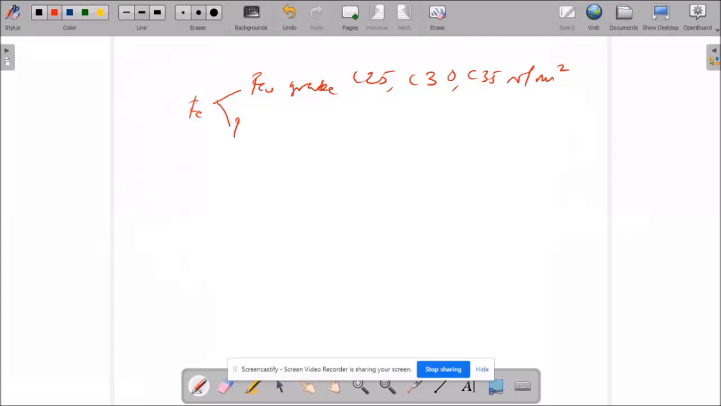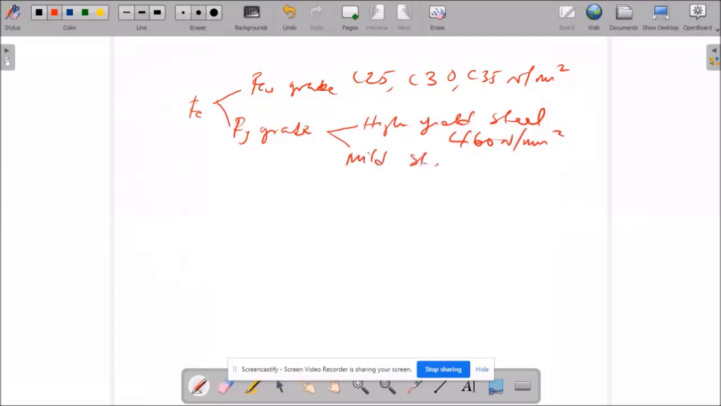Then for the grade of steel, which is FY grade, we have the high yield steel and the mild steel. The high yield steel is 460 Newton per millimeter square. The mild steel is 250 Newton per millimeter square. So these are the grades of concrete and steel materials we have.